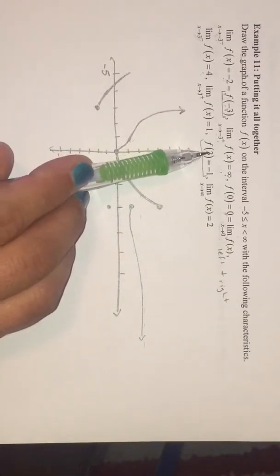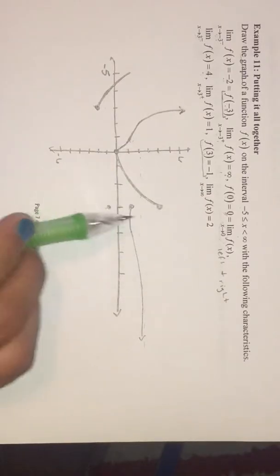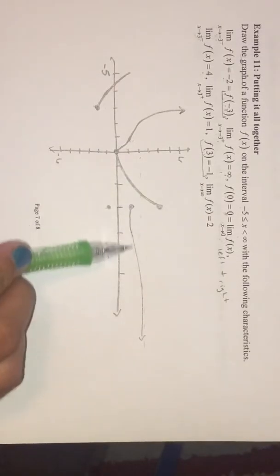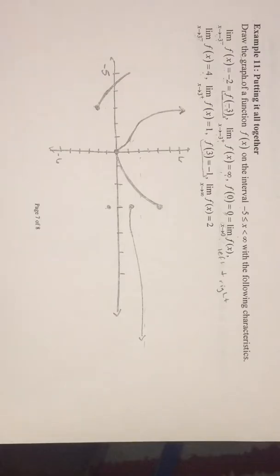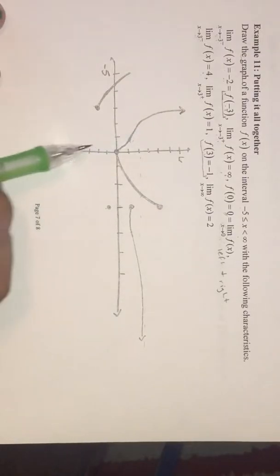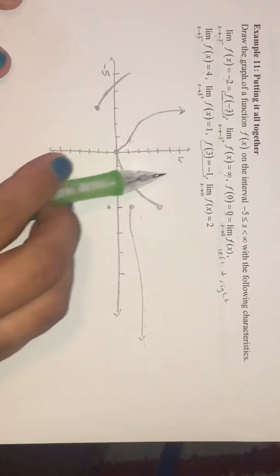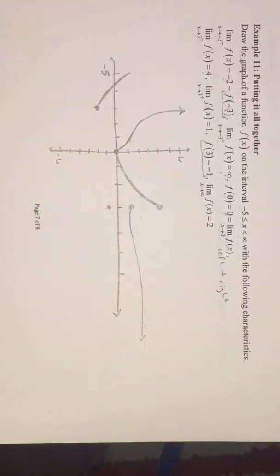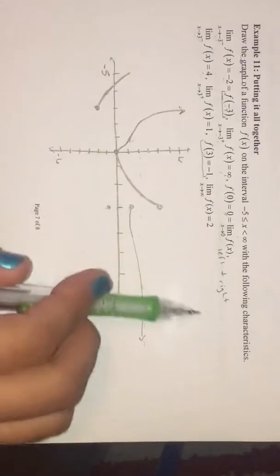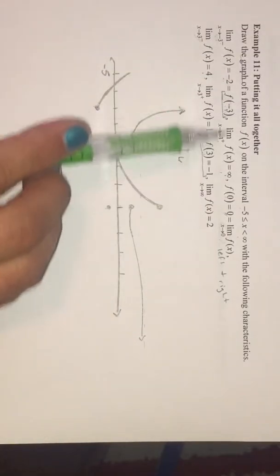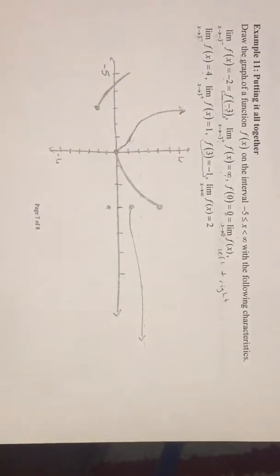The point at 3 is at -1, and the limit at infinity is at 2. Okay, so that's this graph. And again, this graph could look all sorts of different. This could have come all the way down and then come back up. This could have gone up and down and then crazy. But this was my interpretation of these things. So as long as it's got these specific pieces in it, then everything is totally fine.